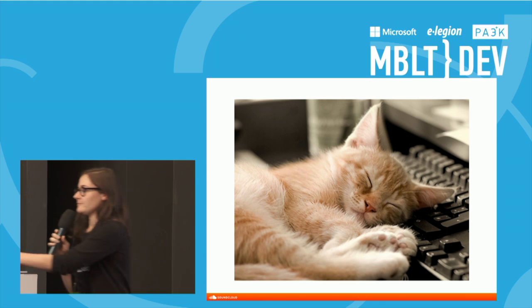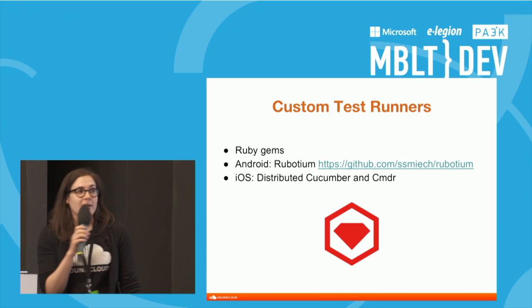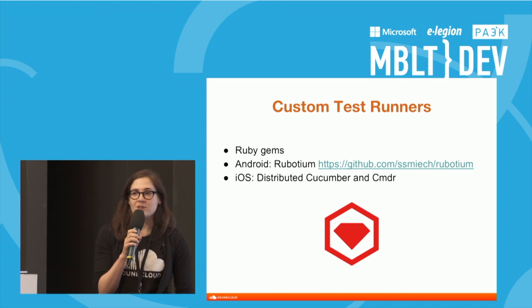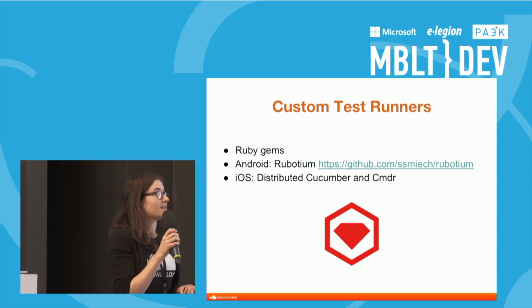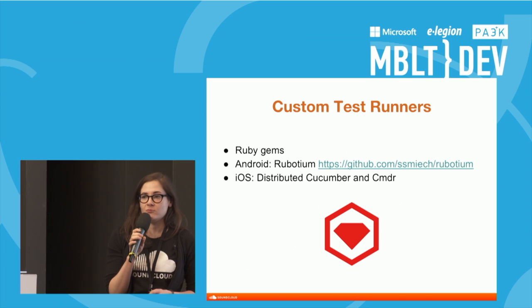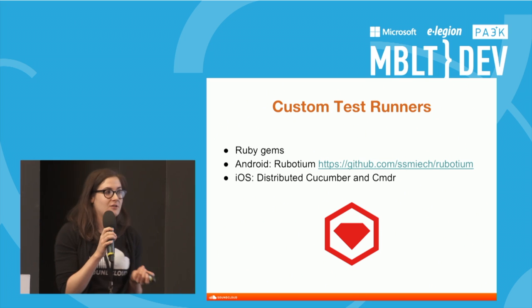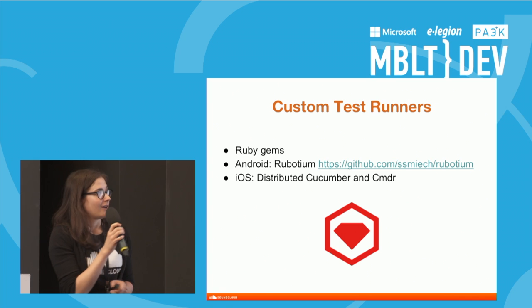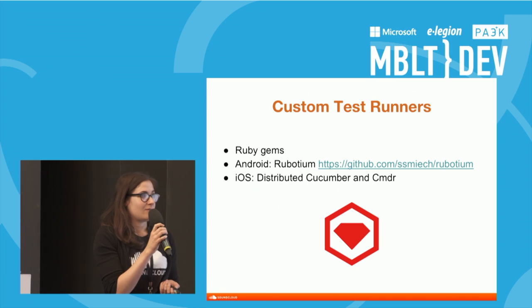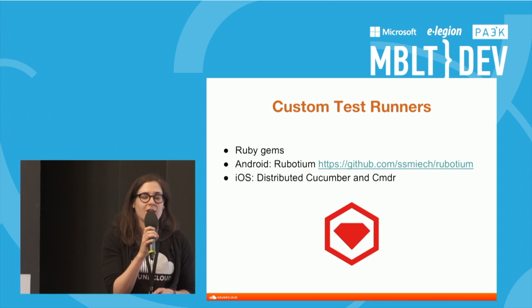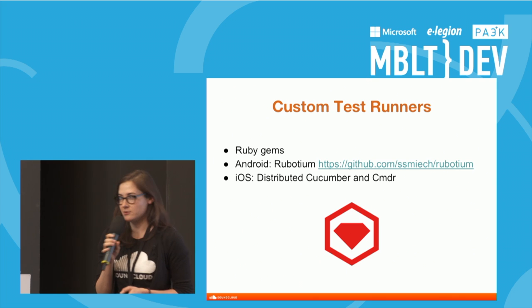As a solution, we built some customized test runners, and these were Ruby gems. For Android, we use Verbodium, which is actually an open source project that you can check out at this GitHub link. And for iOS, we built Distributed Cucumber and Commander, which are internal tools.